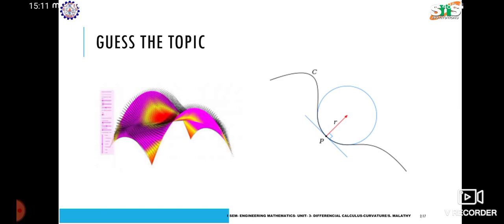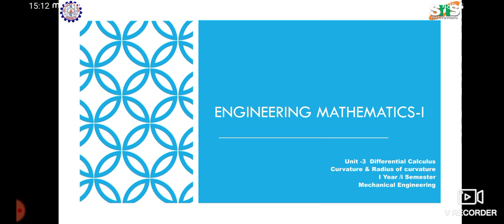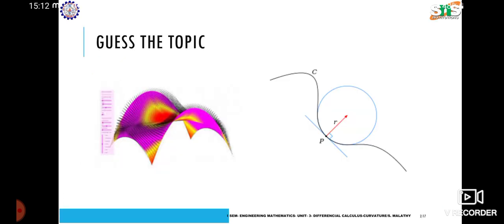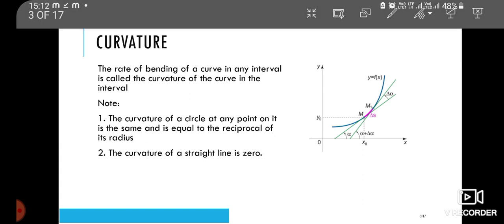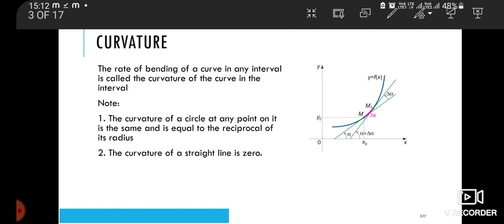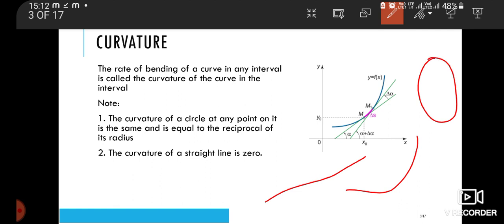Guess the topic. The topic is an interesting one, that is radius of curvature. Today we are going to see the topic, radius of curvature. First of all, we should know what is curvature. We all know what a curve is. So this is also a curve, this is also a curve, and this is also a curve. So these are all curves. Now we should know what is curvature.